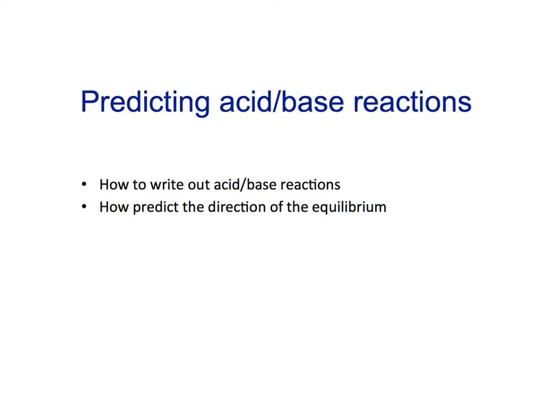In this highlight video, we will learn how to predict acid-base reactions. We will build upon what we learned about acid and base strengths, and we will use that information to learn how to write out acid-base reactions, how to predict products, and once we've done that, we will learn how to predict the direction of the equilibrium, whether the equilibrium lies towards the products or whether it lies towards the reactants.